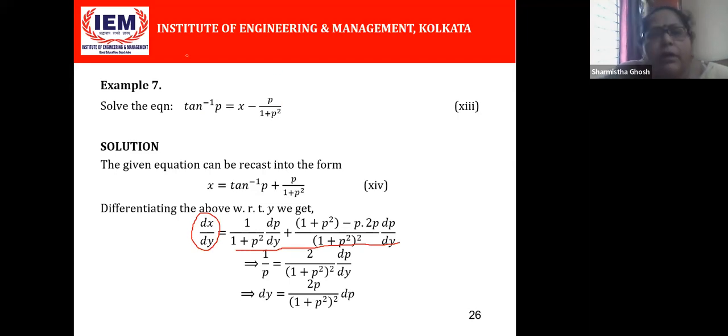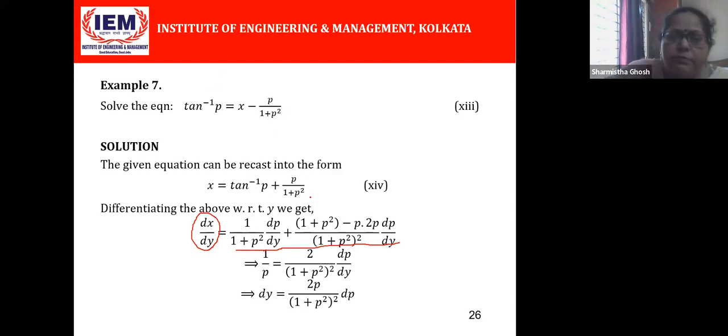Let me repeat only. So this is your equation. I have rewritten it as x as a function of p and y, but especially we don't have a y. So it has simply come in the form of x as a function of p. But it is the type 3. It's only a special case that y is not appearing directly. So I have written this as x equal to tan inverse p plus p by 1 plus p square.